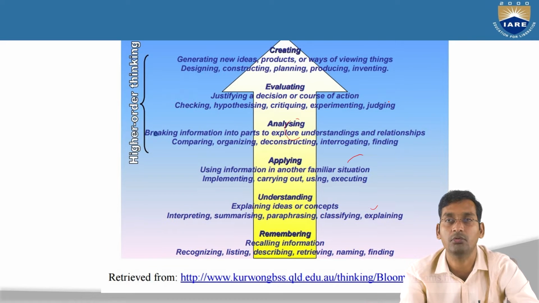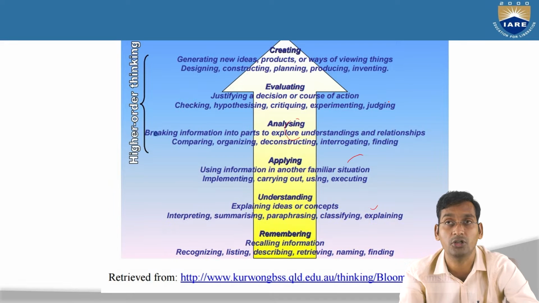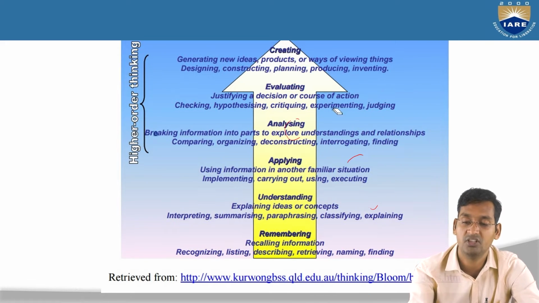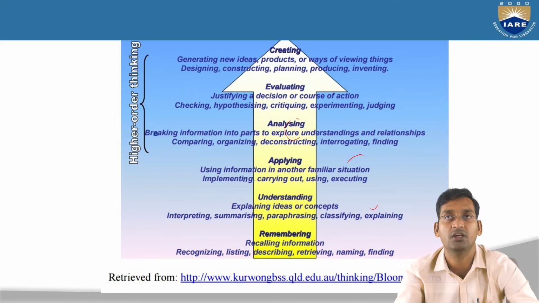Like suppose a 1 mm defect is there, should a 1 mm defect be there or not, or should it be 0.05 mm only, or should it be 1.5? So just judge by experimenting and so on. And after that, once you have everything, go for creating. That is generating a new idea or product.